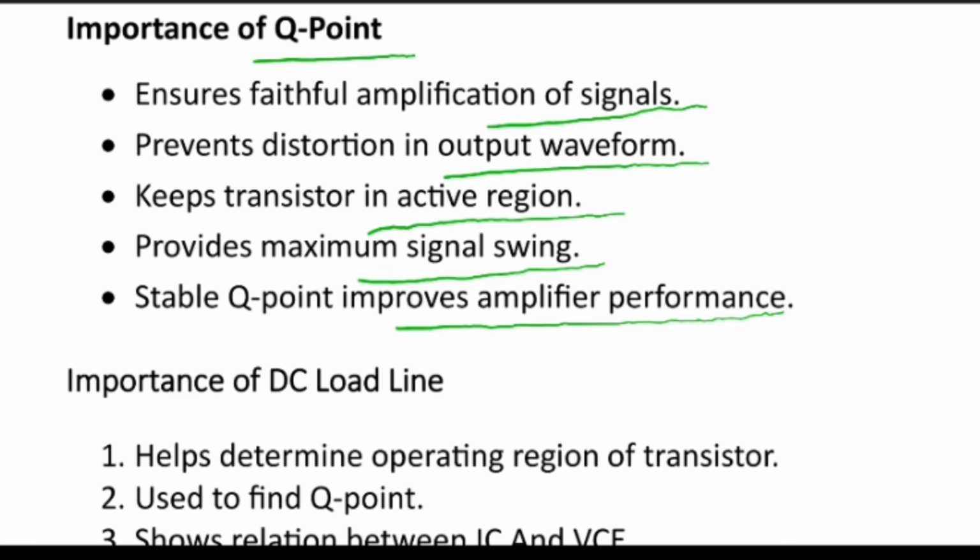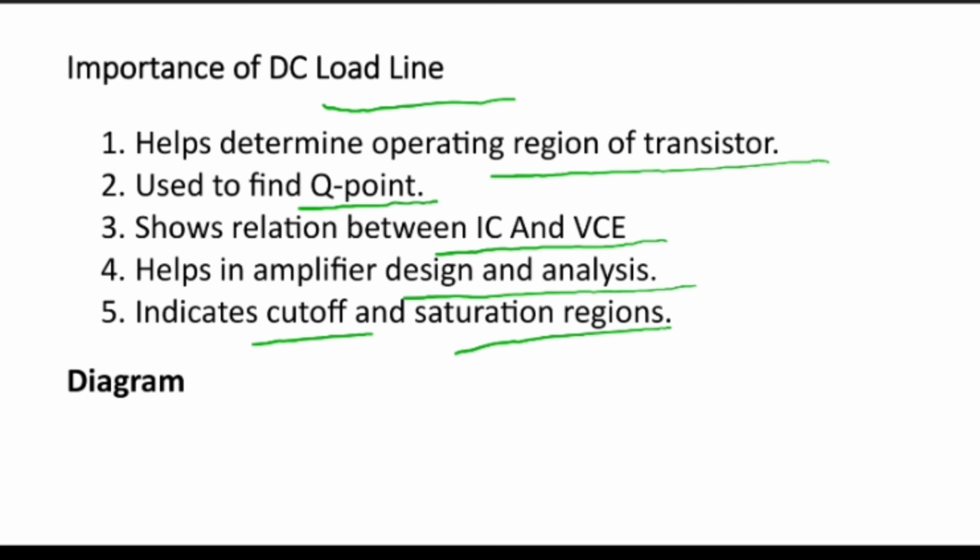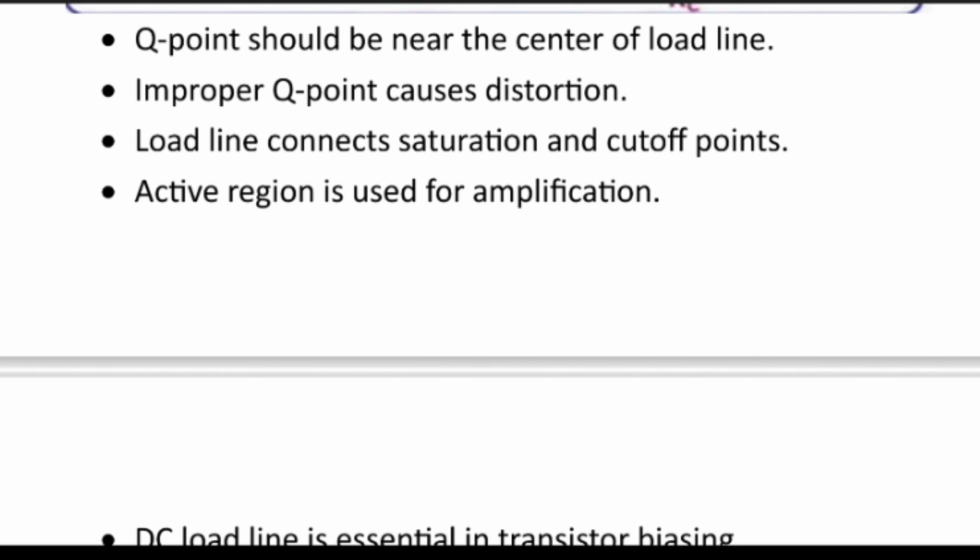Okay, what is next? We'll go to the importance of the DC load line. It helps determine the operating region of the transistor and is used to find the Q point, showing the relation between IC and VCE. It is helpful for amplification and signal analysis. It indicates the cutoff and saturation regions. The Q point should be near the center of the load line, and an improper Q point will cause deterioration.